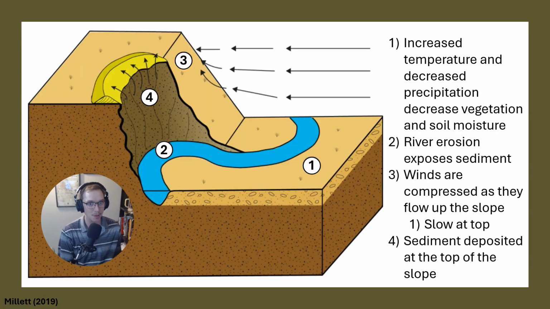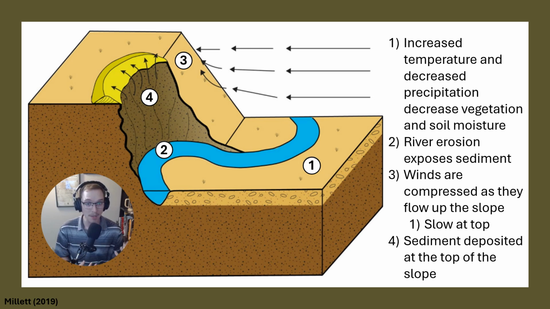Then we have a climate shift. So something happens where you've got this change in temperature, decreasing precipitation, and a response mainly through a decrease in vegetation and a decrease in soil moisture, freeing up that sediment to be reworked by the wind. The river erosion is exposing more and more sediment, making it available for the wind to move around.